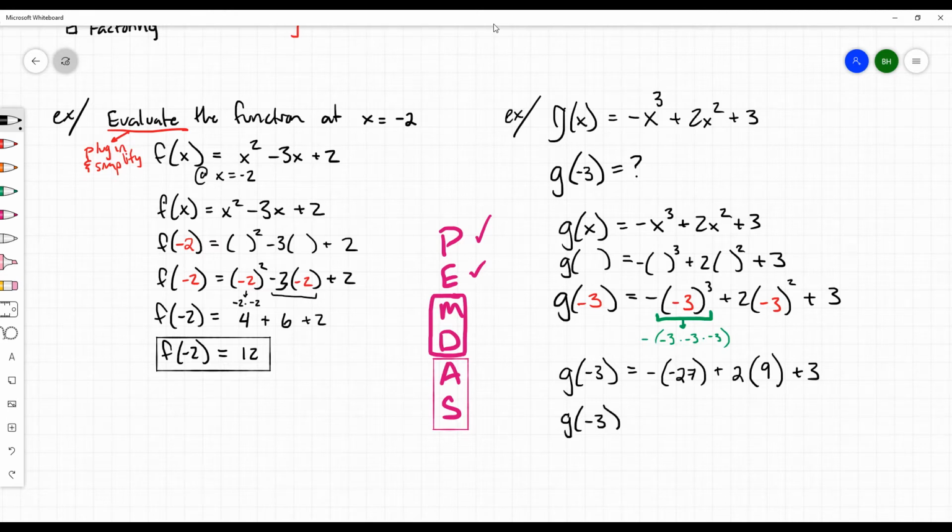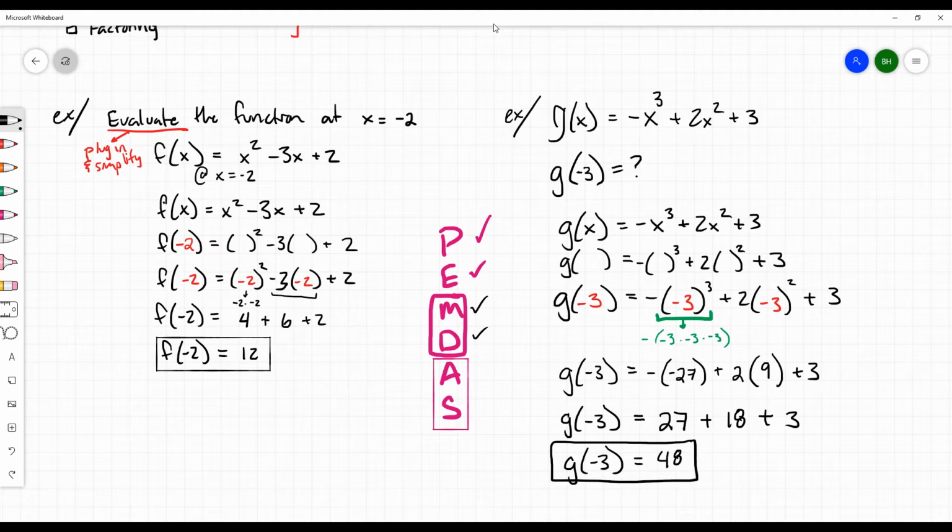So I'll get g of negative 3 equals, now we can go to the multiplication division, whichever one comes first. And here it's all multiplication, so we'll get negative times a negative, which is a positive 27, plus positive 18, plus 3. So g of negative 3 is going to equal 48. Okay. So there's a quick couple examples of how to evaluate a function at a specific value. Some of these are going to be a little bit trickier than others, but hopefully you'll have the opportunity to do okay.